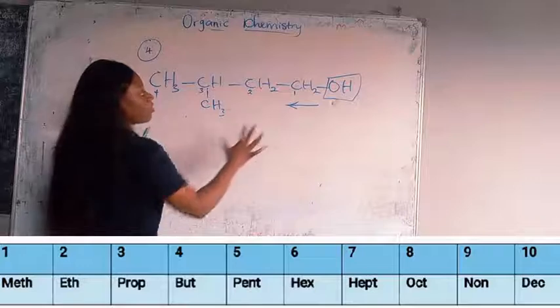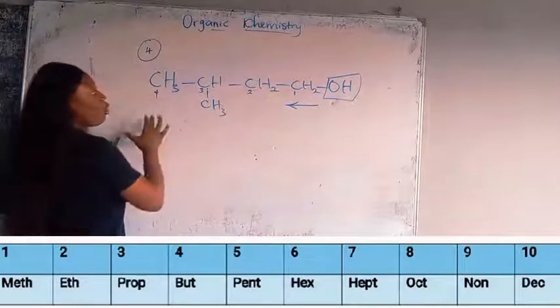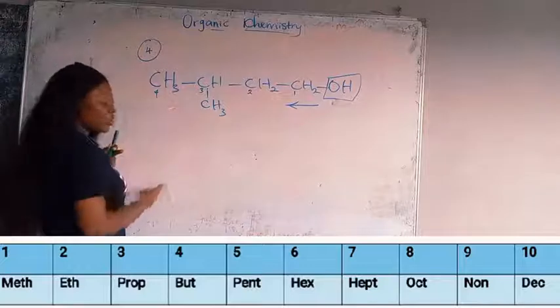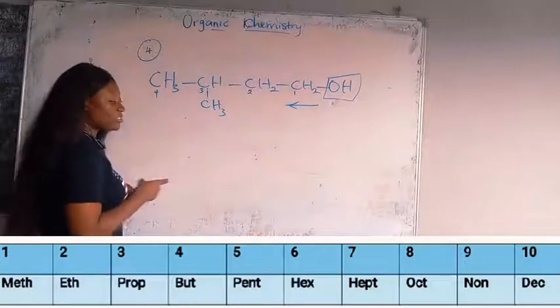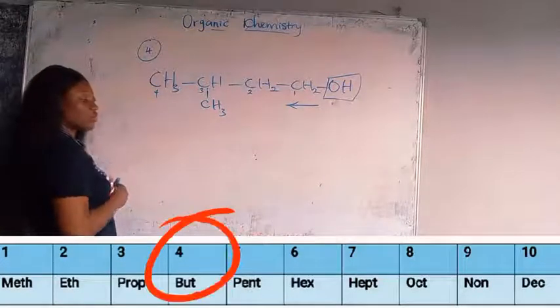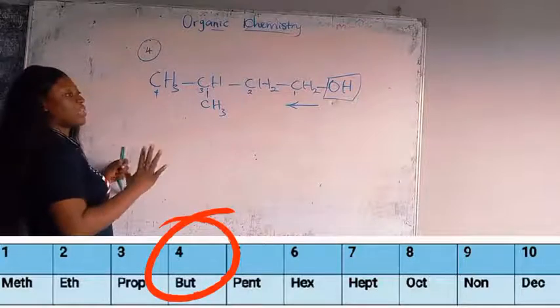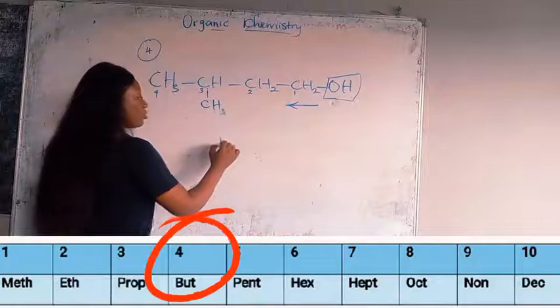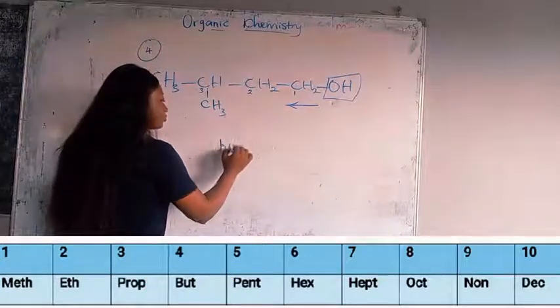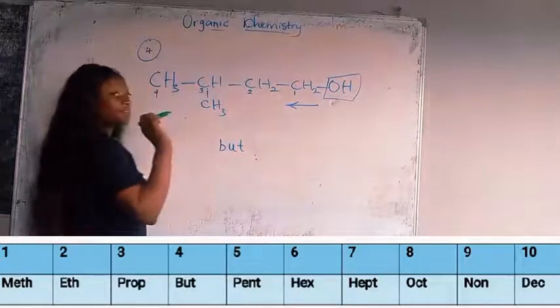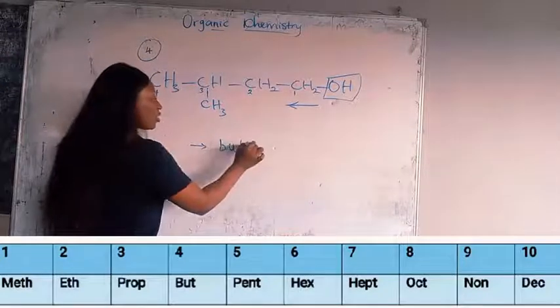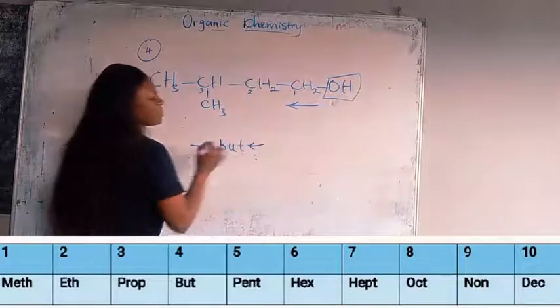Okay, so now that we have established the numbering, it means that the longest continuous carbon chain has 4 carbons. An organic compound that contains 4 carbons is known as what? Butane. So the root word here is going to be butane. Not forgetting that we have to insert our prefix, we also have to insert the suffix.